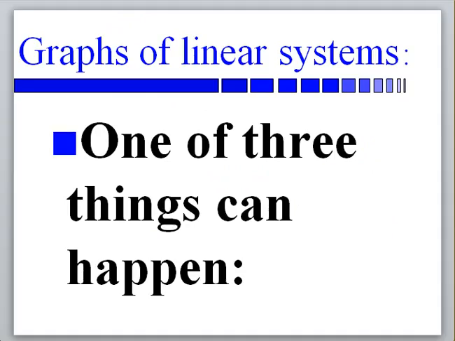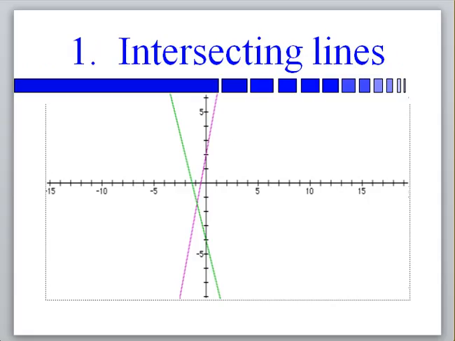So there's three types of graphs that can occur. So the graphs of linear systems, one of three things can happen. You could have intersecting lines. When you get intersecting lines, this is the solution. So where they intersect would be the solution, meaning that point is on both of those lines.